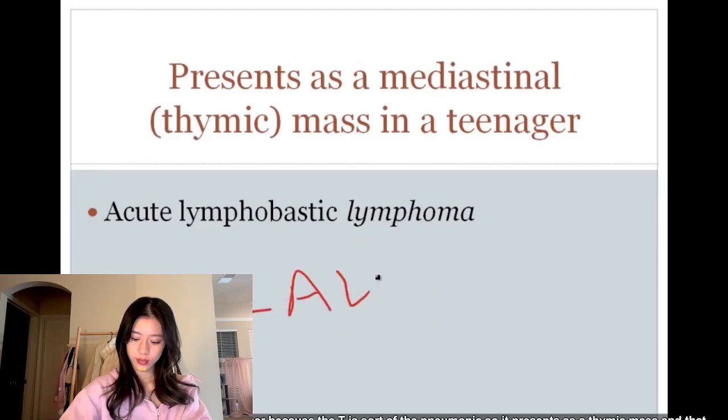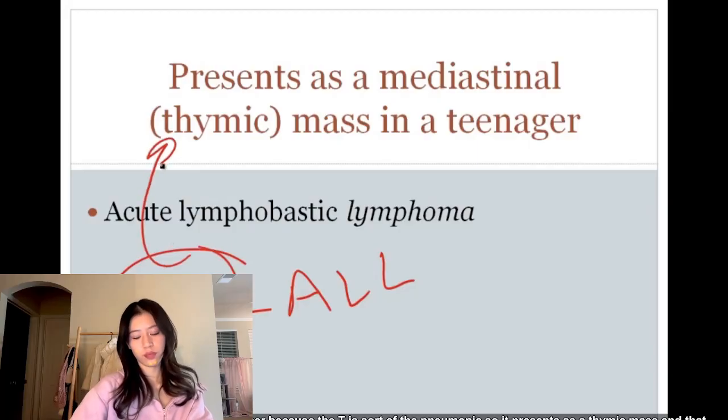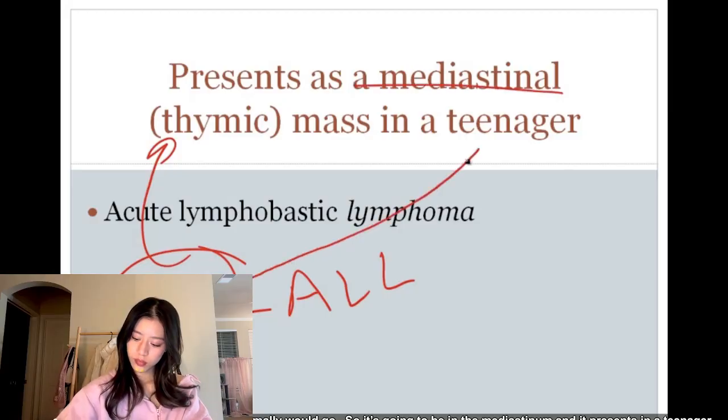T-ALL is very easy to remember because the T is sort of the mnemonic. So it presents as a thymic mass, and that makes sense because that's where the T cells normally would go. So it's going to be in the mediastinum, and it presents in a teenager. So thymic mass and teenager.